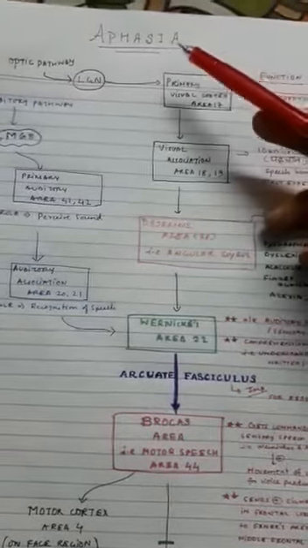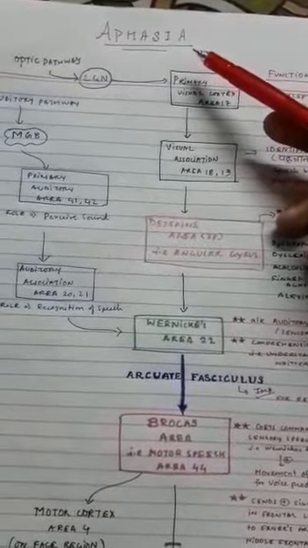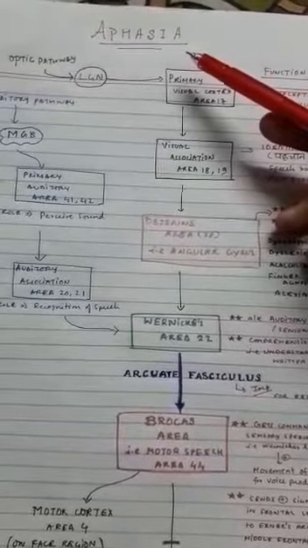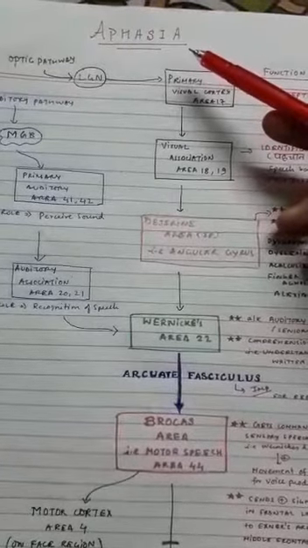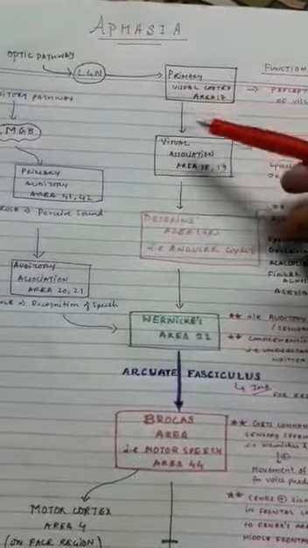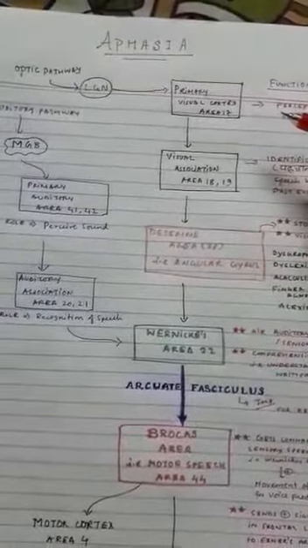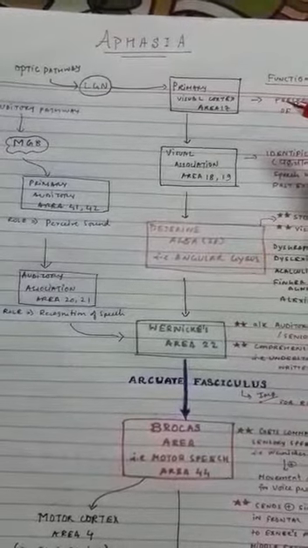So here we have the topic aphasia, and in aphasia we are going to know a few points with some important concepts of how aphasia occurs, which pathways are involved, and which areas are critically more important. And so we are going to start here.